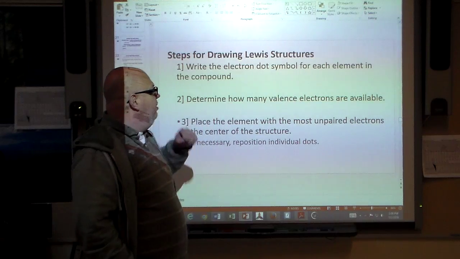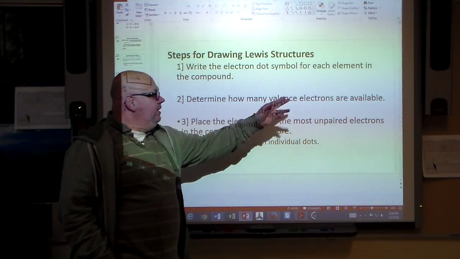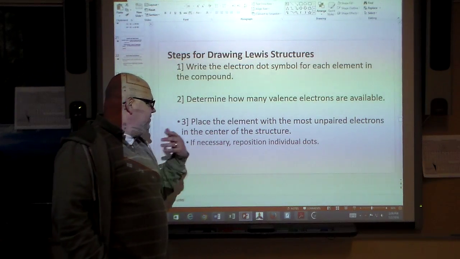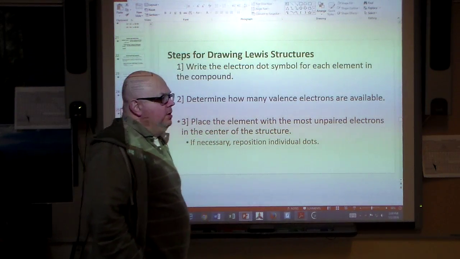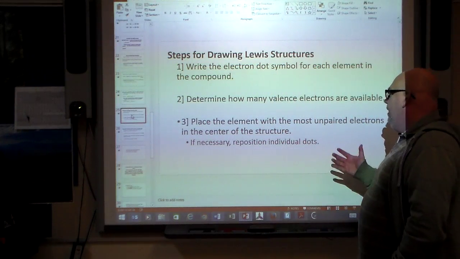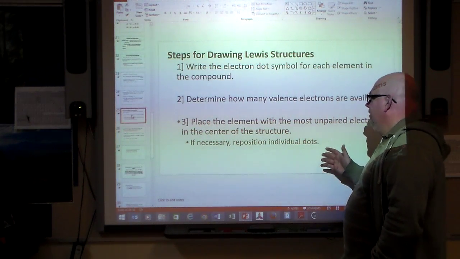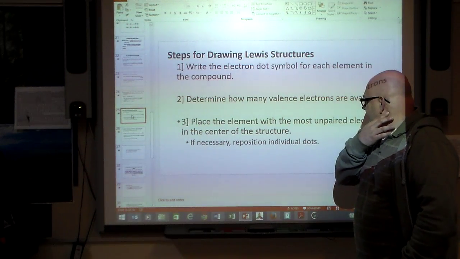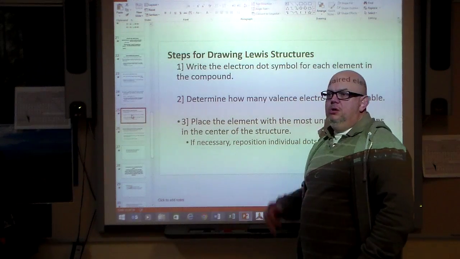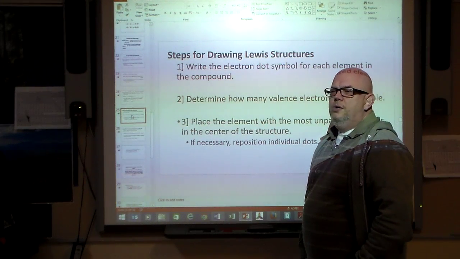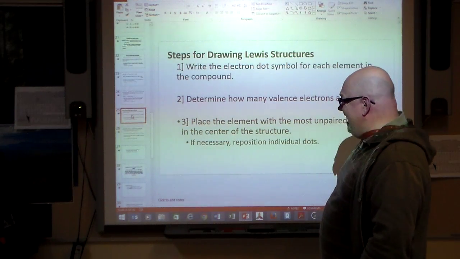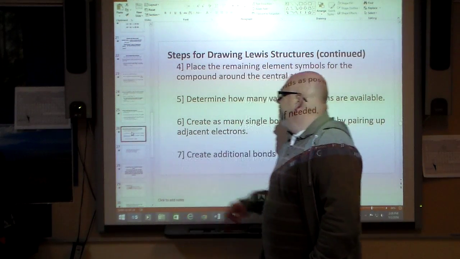Write the electron dot symbol for each element. Determine how many valence electrons are available. Place the element with the most unpaired electrons in the center of the structure. Okay? Now, if necessary, reposition the individual dots. Typically, when you're looking at the center of something, you're going to look for the atom that has the most electronegativity. That's typically it. Okay?